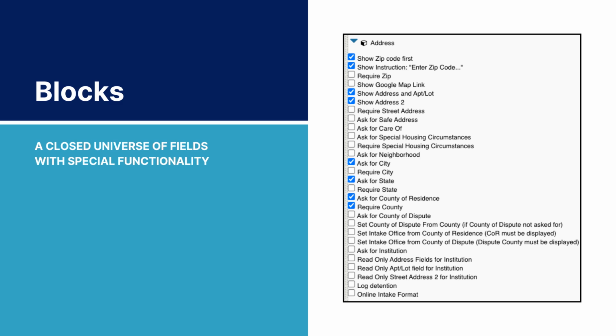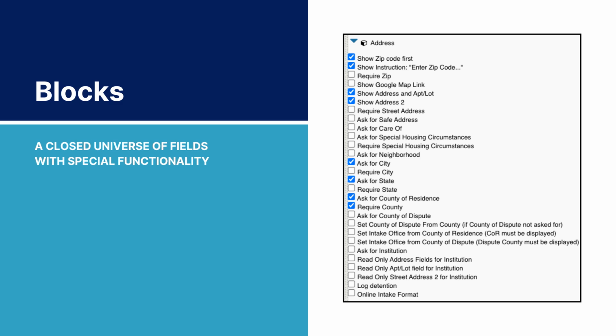The example I have here on this slide is our address block. This is what the site administrator would see on the back end of a form that contains the address block. And you can see there's a lot of different configuration options available in the address block. So you can decide which fields within the address you want to require or not require, what you want to ask or not ask for. Lots of options like that.